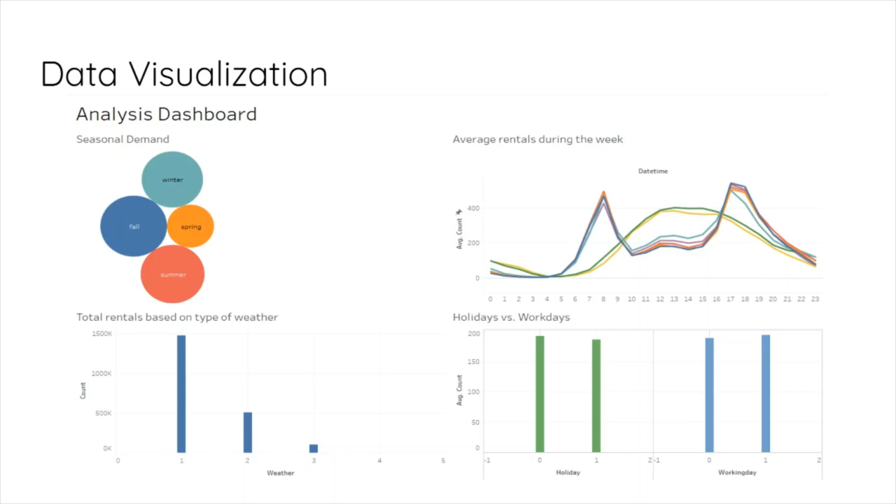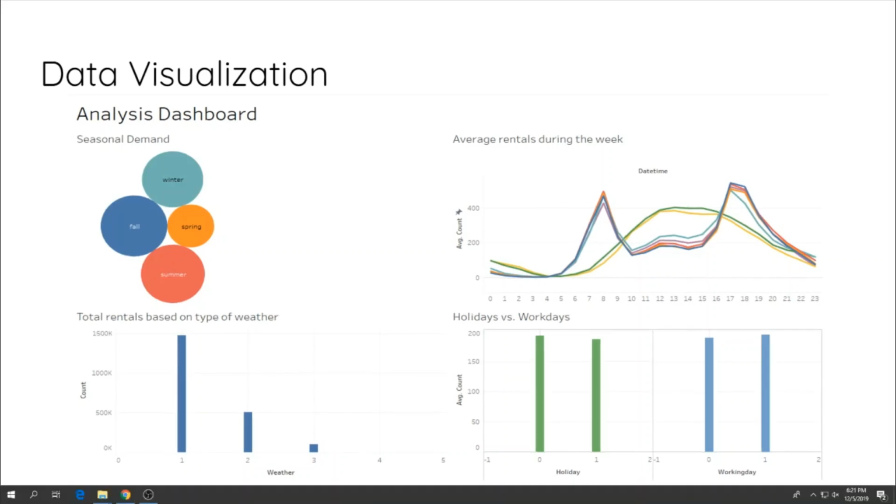If we now take a look at the visualization of the data, we can see that on the left side of your screen, seasonal demand is represented, with circles and colors being the main representation of the seasonal demand data visualization portion. And from what we can tell, fall seems to be the largest of all the circles, representing that the average count of bike rentals is at its peak in the fall and at its lowest in the springtime.